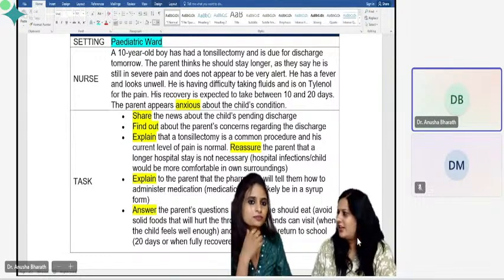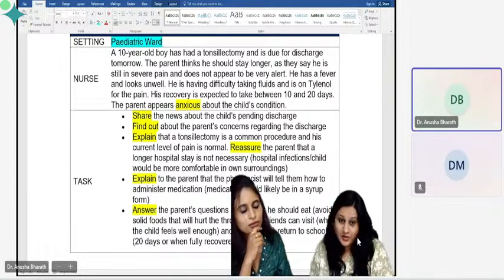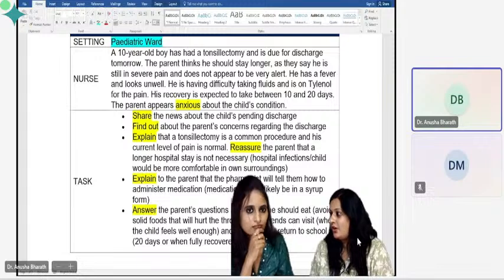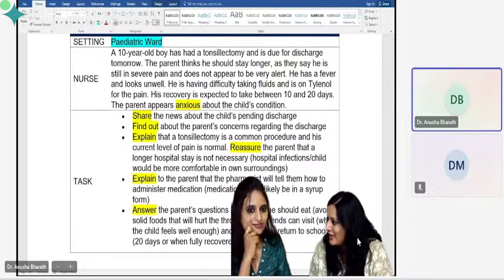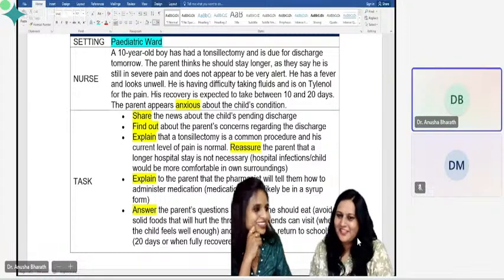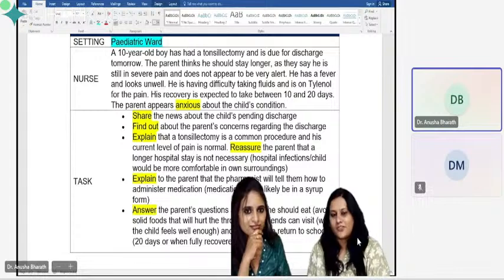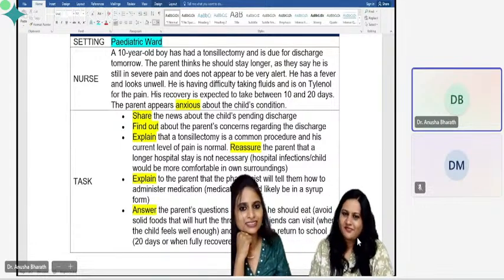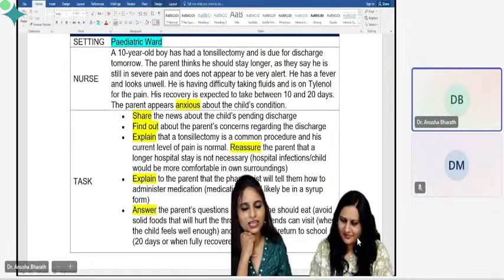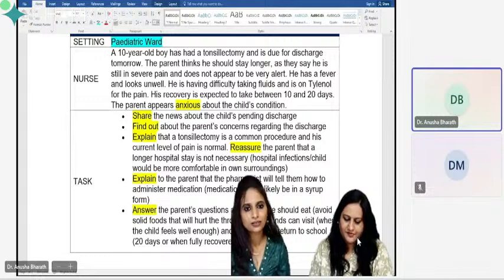You can also start, hello, Melissa, you look very anxious. I have good news for you. John will be discharged tomorrow. Isn't that making you happy? There are many ways to start your conversation. But make sure that the point is clear. There should be clarity in your conversation and the information that is getting passed on to the other person.